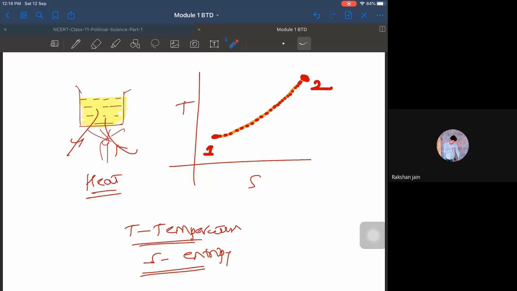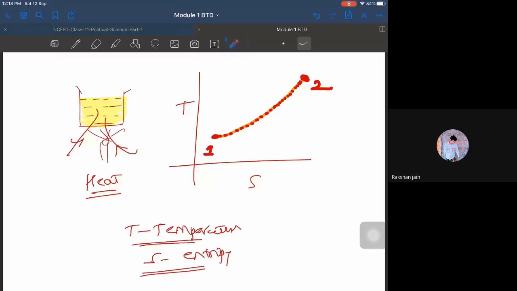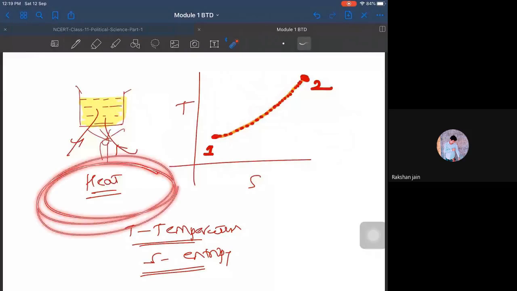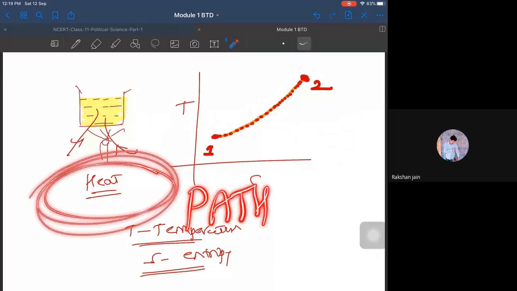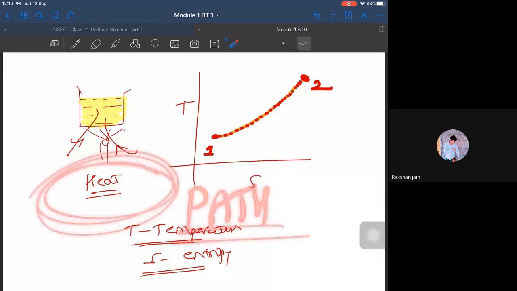So when I ask you what is the heat of it, you are not just looking at a point, but you are looking at the entire process, the entire path of it. That's why your heat is a path function. Got the meaning?